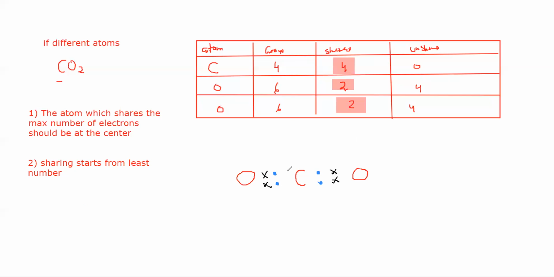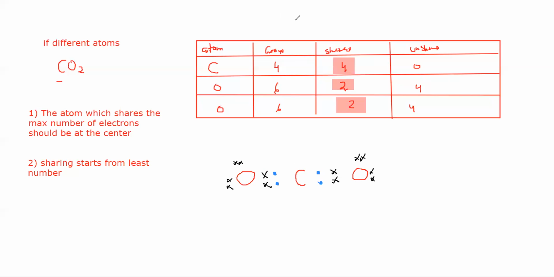Is it clear? Because oxygen shares 2, carbon will share 2 from the left side. Oxygen shares 2 from the right side, so carbon will share the remaining 2 from the right side. So carbon shared all its 4 and oxygen shared 2 electrons. Then draw the unshared electrons. The unshared electrons for oxygen, there are 4. And unshared electrons for carbon is 0, so we don't have to draw any unshared.